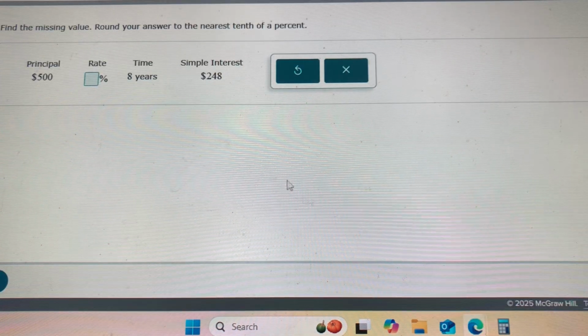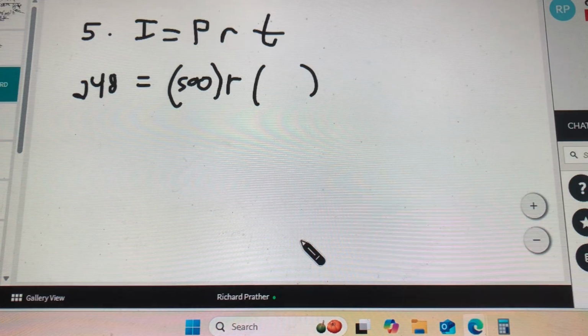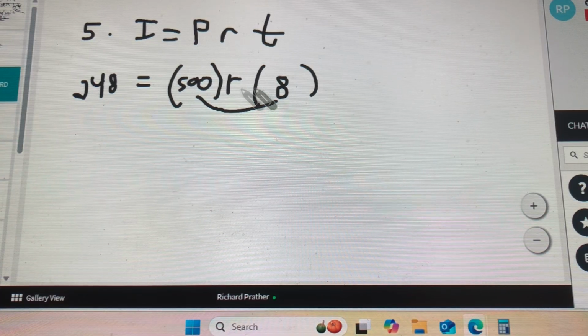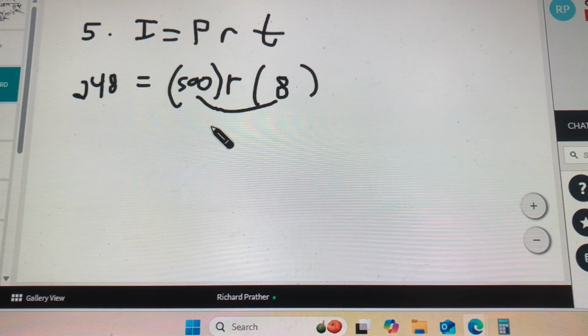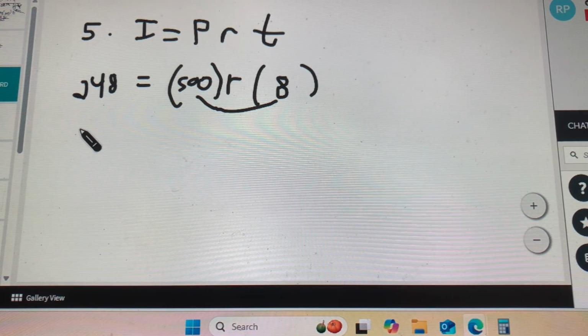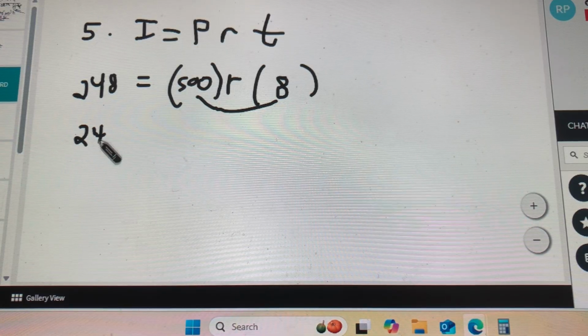And the time is 8 years. So even though they're not right next to each other, you can still multiply these two together because this is all multiplied together. And 2 times 3 times 4 is the same as 4 times 3 times 2, or 4 times 2 times 3. If it's all multiplying, you can do it in any order you want. And I can't do anything with the R, so that's just going to be at the end.